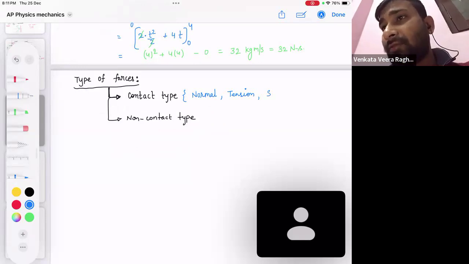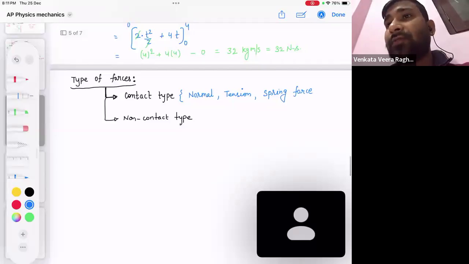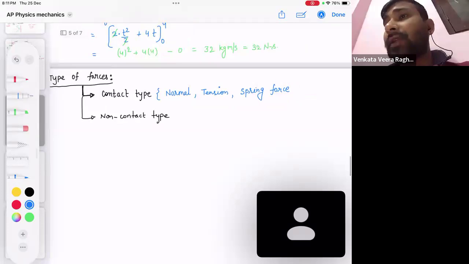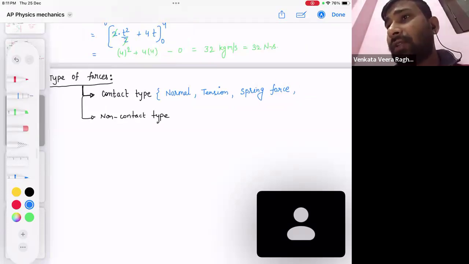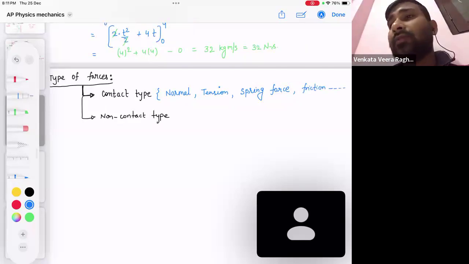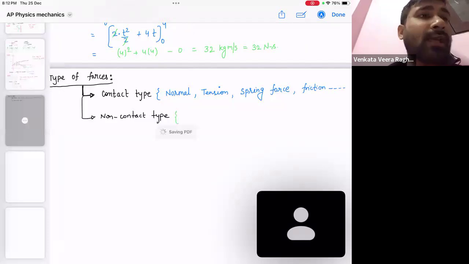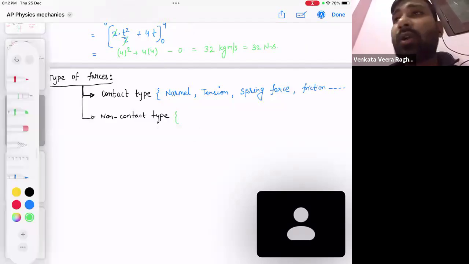Next, can you tell me other forces? Spring force. Spring also applies force because of the contact with the spring. What other force? Friction force, isn't it? So these are some of the examples of the contact type of forces. Can you tell me an example of a non-contact type force? And there is another name for non-contact type force.